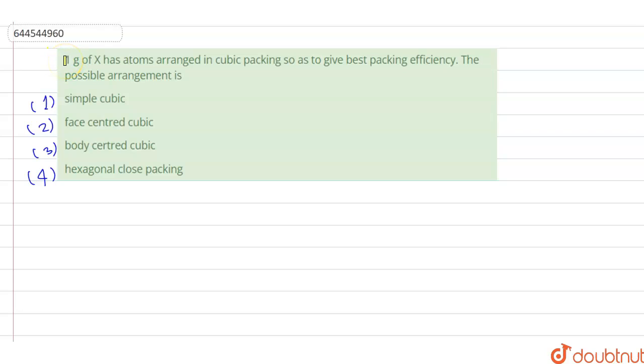Hello everyone. So the question given is: 1 gram of X has atoms arranged in cubic packing so as to give the best packing efficiency. Then the possible arrangement is what? Here there are 4 given options and from these we have to choose one.